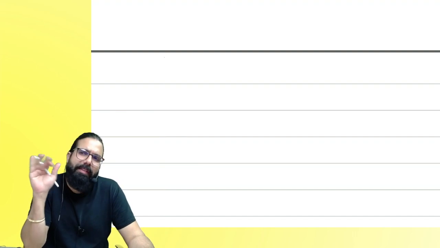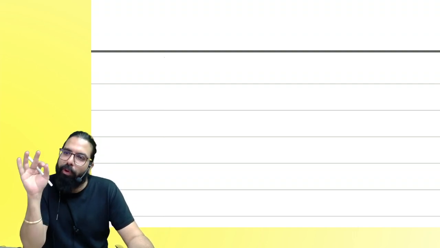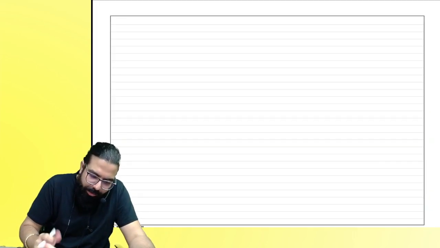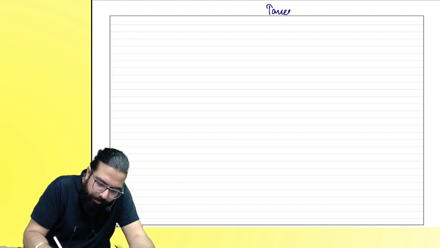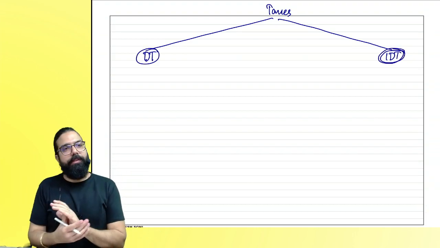First of all, before I start with GST, what is GST? GST is an indirect tax. First of all, you have to know that taxes are of two types: one is direct tax and one is indirect tax. Sir, what is the difference between direct tax and indirect tax? That is very important to understand.